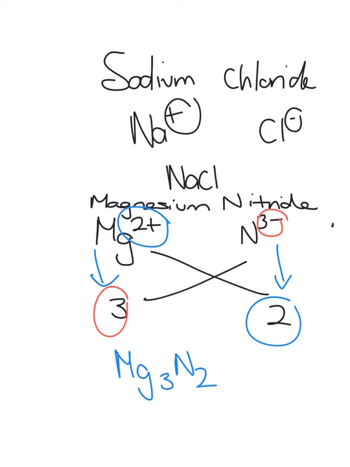If you've got Mg, that's 2 positives. If you times that by 3, you get 6 positives. I'm just going to write this underneath. And if you've got N2, one nitride ion is 3-, so with 2 of them that becomes 6-. So 6+ plus 6- gives you 0.